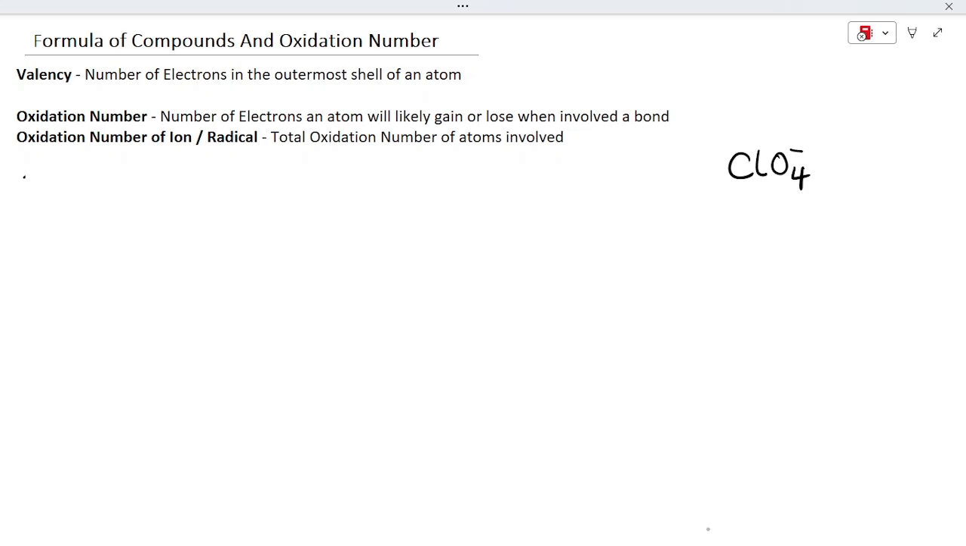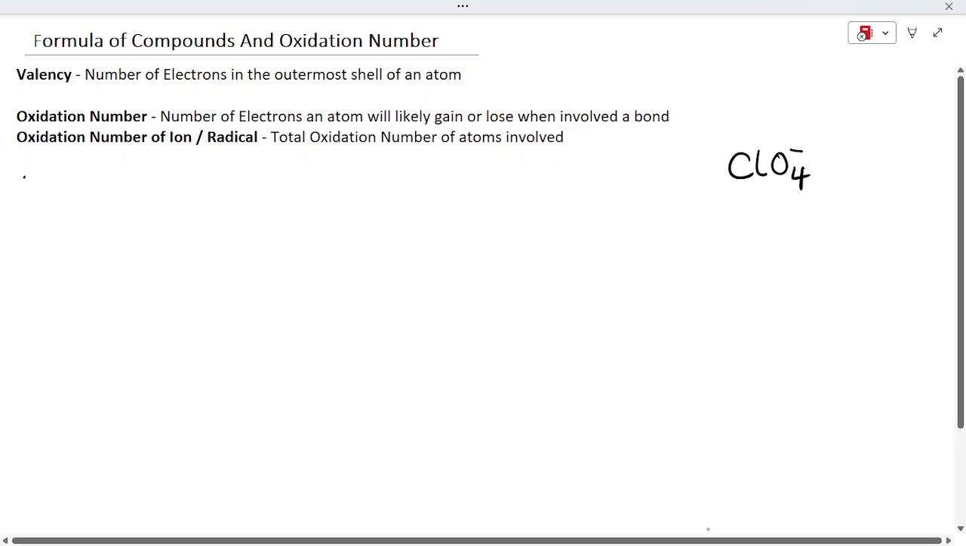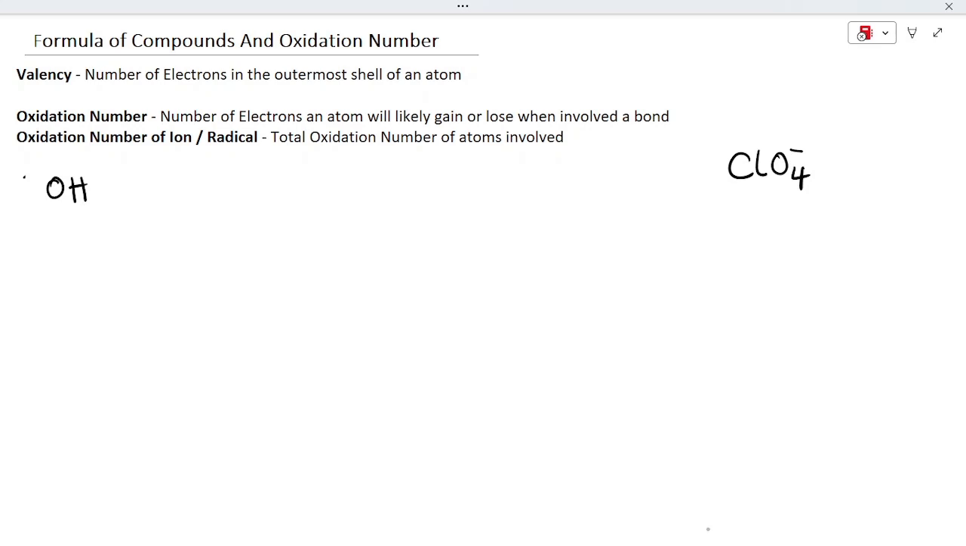However, let us focus on calculating oxidation numbers. Remember, once again, all you simply have to do, the various oxidation numbers, you add them together. That gives you the oxidation number of the whole radical. So an example, let us start with hydroxide. That is OH. Now for oxygen, the oxidation number is 2. But in most cases, oxygen tends to be -2.